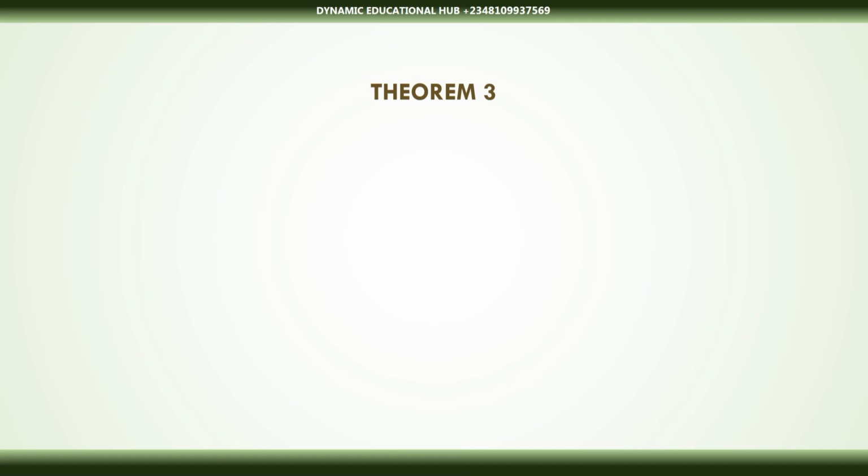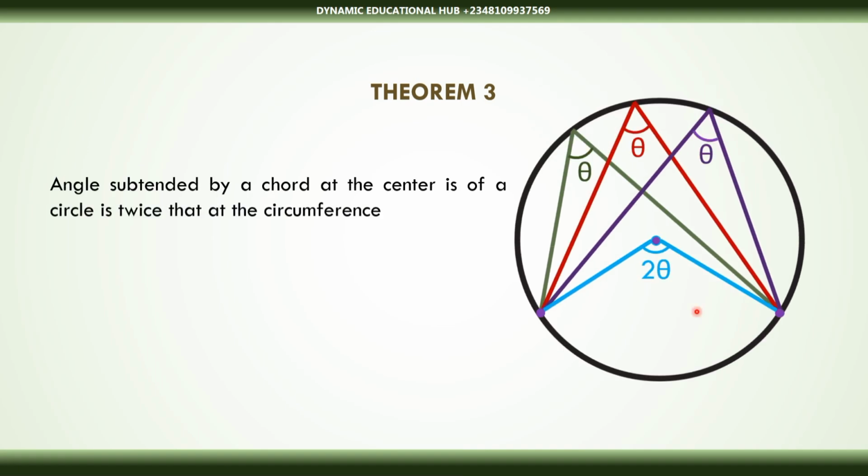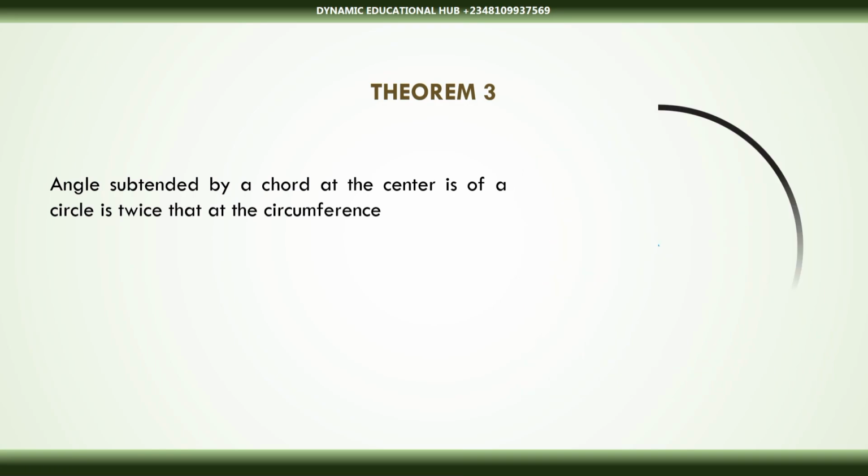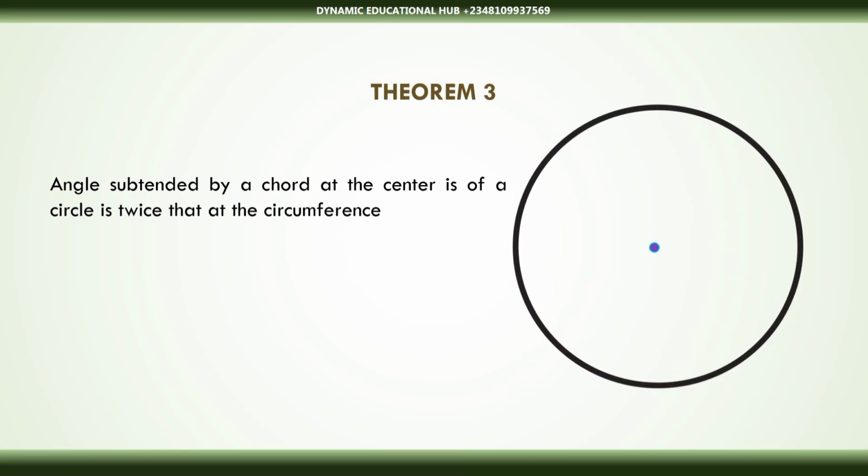Let's look at the next theorem, which is theorem 3. That theorem is: angle subtended by a chord at the center of a circle is twice that at the circumference. Angle subtended by a chord at the center of a circle is twice that at the circumference. What is the meaning of this? Let's have a circle, and let's have the center of the circle. Now you join two parts of that circle together, and that line is not passing through the center; the name of that line will be chord.